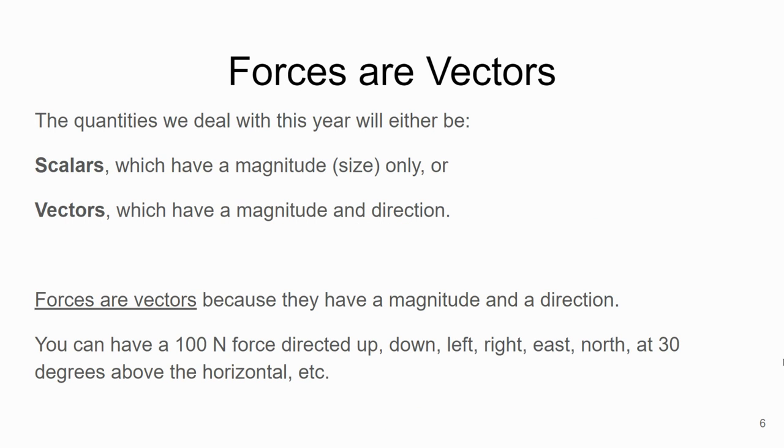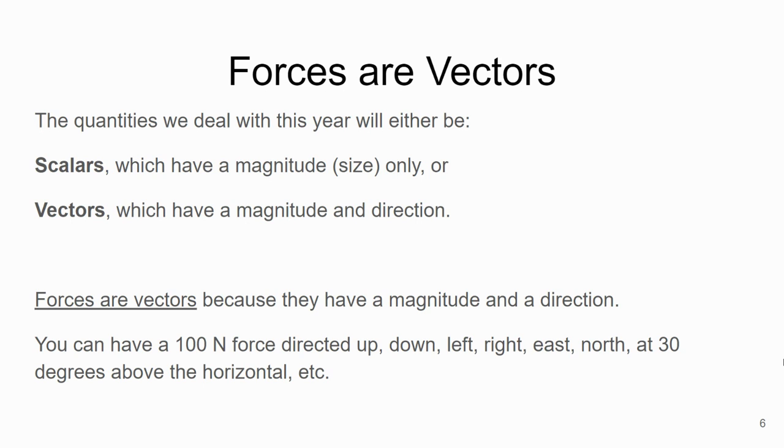So forces, of course, are vectors because they have magnitude and direction. Some things are only scalars. Your mass, for example, is only a scalar. It only has a size. Your mass does not have a direction to it. Your weight, which is a force, is a vector because your weight has a magnitude and a direction. Your weight, the force due to gravity on you, is down towards the center of the earth.